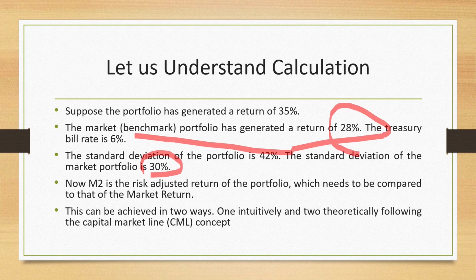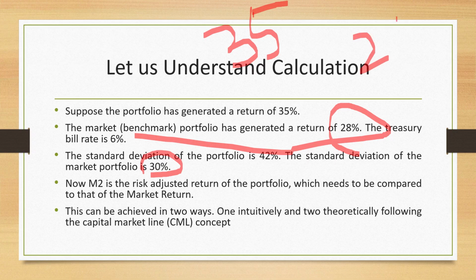This can be achieved in two ways: one intuitively and two theoretically, following the capital market line. So we will try to learn this. We need to remember four things again. First, the portfolio has generated a return of how much? Portfolio has a return of 35%. That is the first thing we need to know, and that is what we will use for the comparison. While portfolio return is 35%, the market return is just 28%, right?